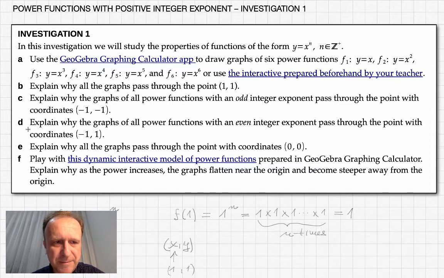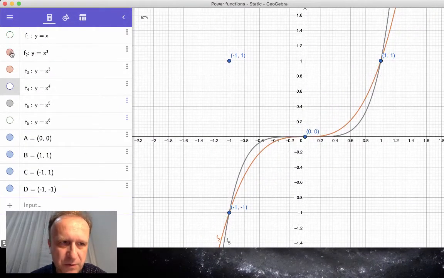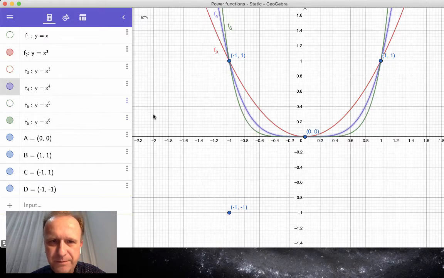Okay, in part D, explain why the graphs of all power functions with an even integer exponent pass through the point with coordinates -1 and 1. Okay, so let me make visible only those which have the even power, like x to the power of 2, 4, and 6. And the question is to explain why all of them pass through this point with coordinates -1 and 1.